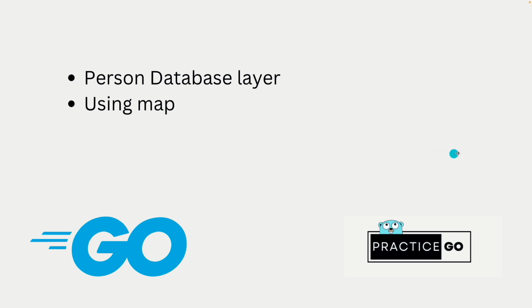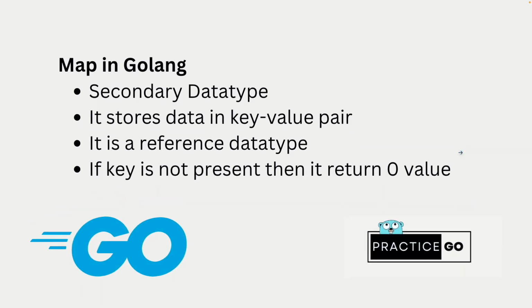So what is a map? A map in Golang is a secondary data type. So what are secondary data types? These are the types which are formed by the primary data types, like integer or string and other data types. So it is a key value pair. If you want to store a pair, like for ID number one this is the person, and ID two, and so on. So it is a key value pair. It is a reference data type.